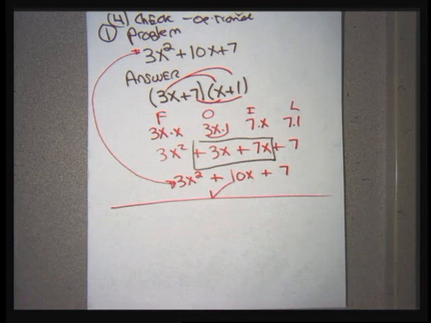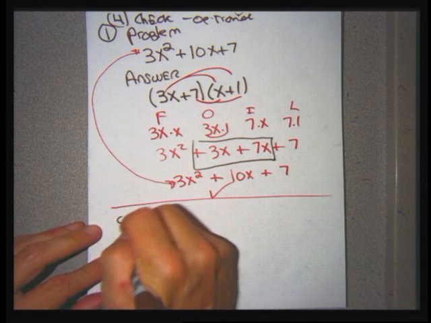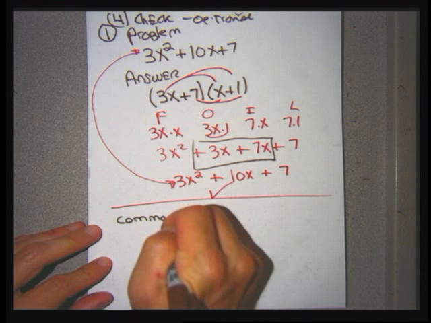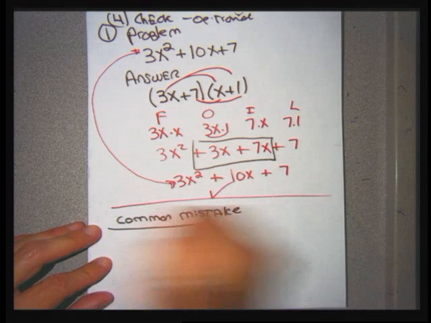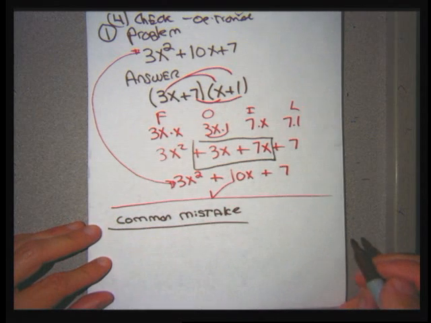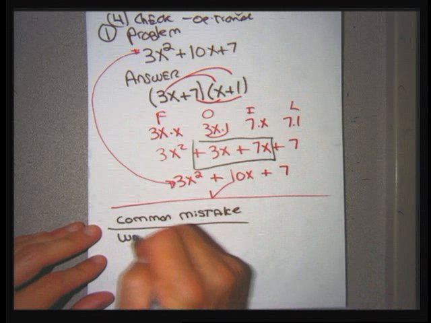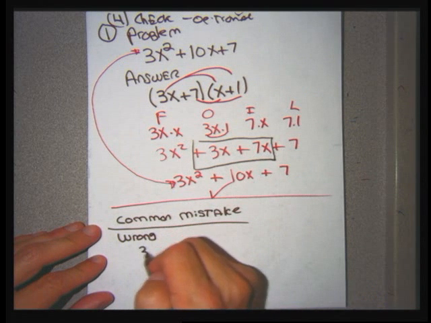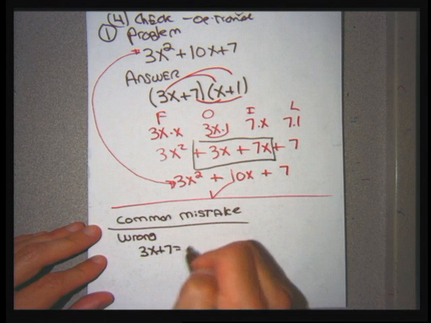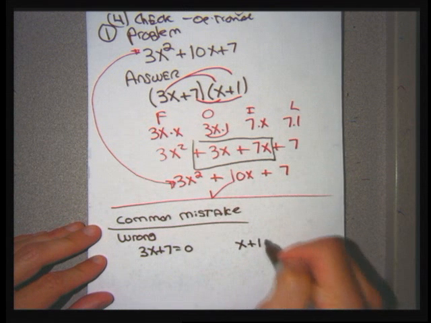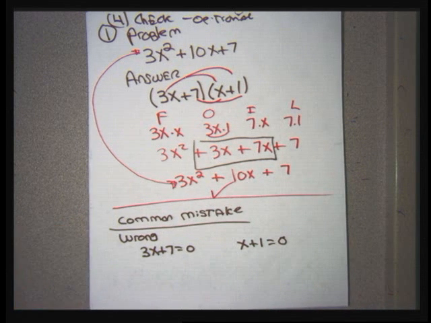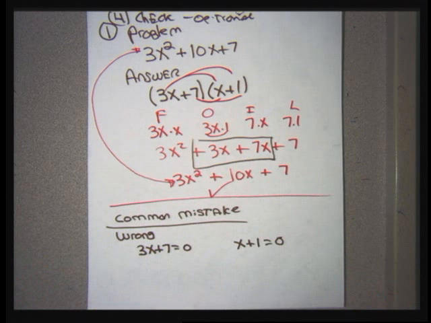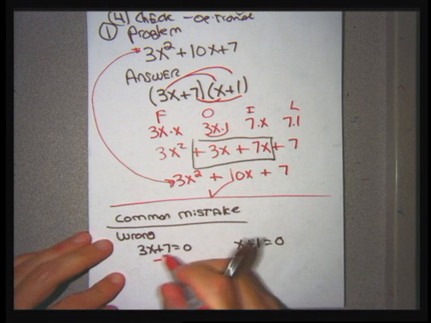What would be wrong to do would be to do this. This is a common mistake. If the instructions say factor, it doesn't mean factor and set the parentheses equal to 0. It would be wrong, and you're going to lose 2 or 3 points on a 5-point problem if you take an extra step, and after you factored, you set them equal to 0. Bad. That's a wrong thing to do. You don't set your factors equal to 0 if the problem doesn't have an equal sign.